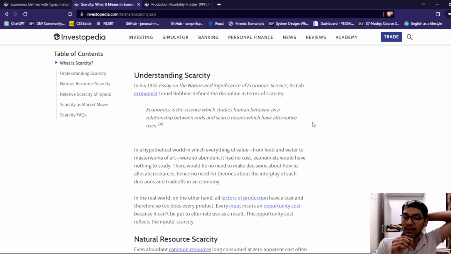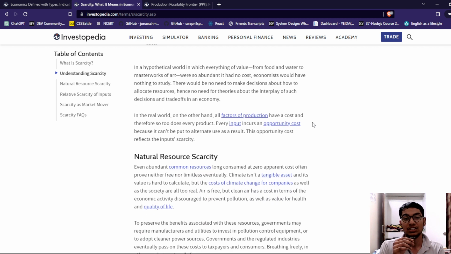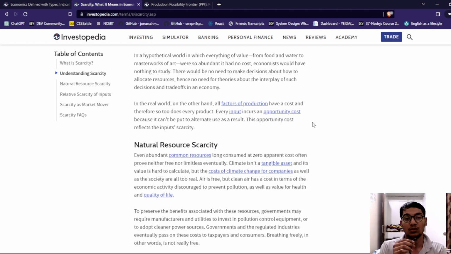Understanding scarcity. In his 1932 essay on the nature and significance of economic science, British economist Lionel Robbins defined the discipline in terms of scarcity. Economics is a science which studies human behavior as a relationship between ends and scarce means which have alternative uses. In a hypothetical world in which everything of value, from food and water to masterworks of art, was abundant and had no cost, economists would have nothing to study. There would be no need to make decisions about how to allocate resources, hence no need for theories about the interplay of such decisions and trade-offs in the economy.